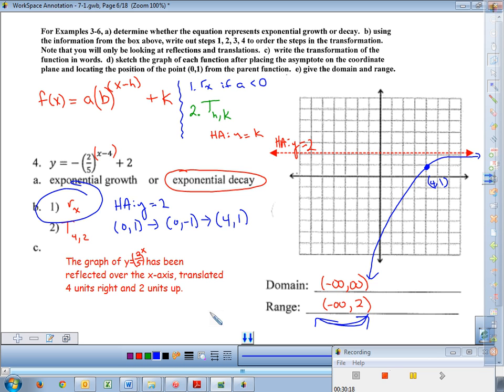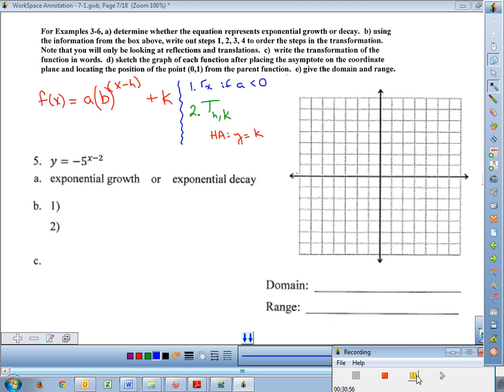And then our sentence. The parent function is y equals 2/5 to the x, right? It's just take away all the junk. The base has to stay the same, and it'll be raised to the x power. So the graph of y equals 2/5 to the x has been reflected over the x-axis and translated 4 units right and 2 units up.